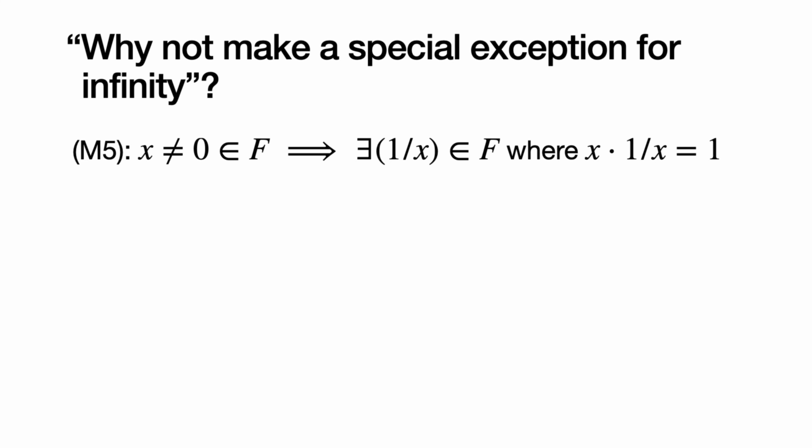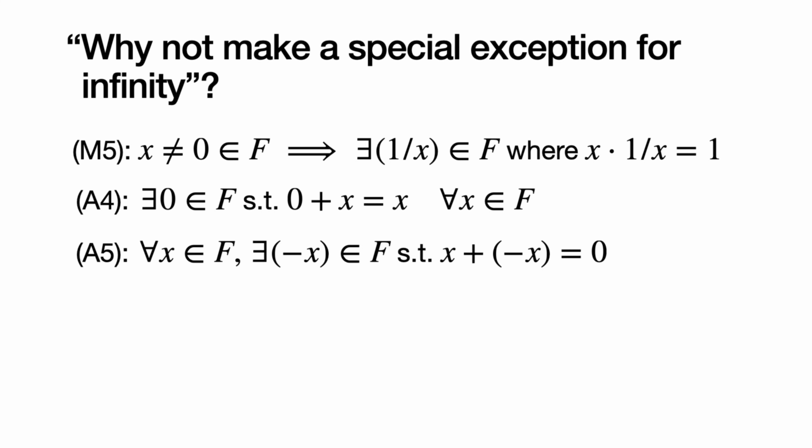The other thing is we make an exception for 0 because it's required for field axioms A4 and A5 for having an additive identity. Any number plus 0 needs to be itself, and for having additive inverses as well. If we didn't need to have it, I don't think we'd put 0 in there. And the reason for this is 0 is actually a very weird number.